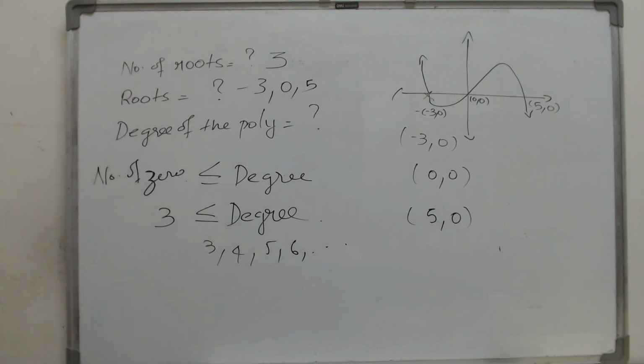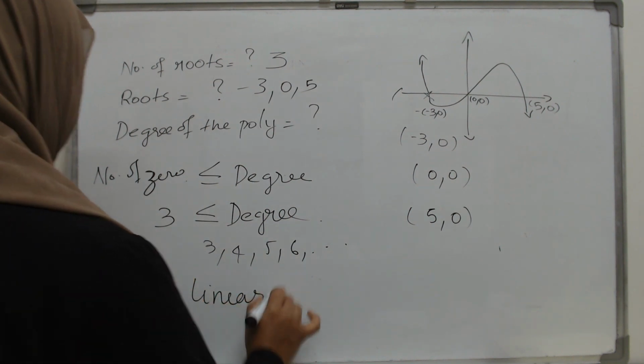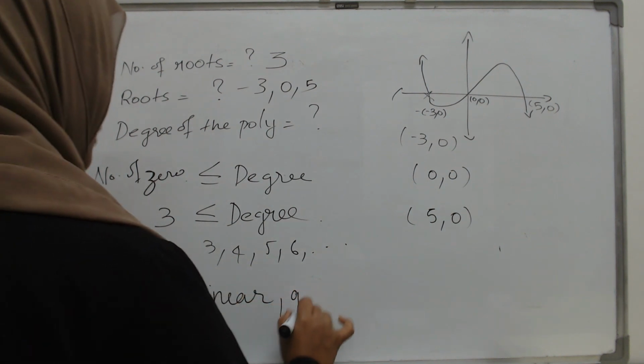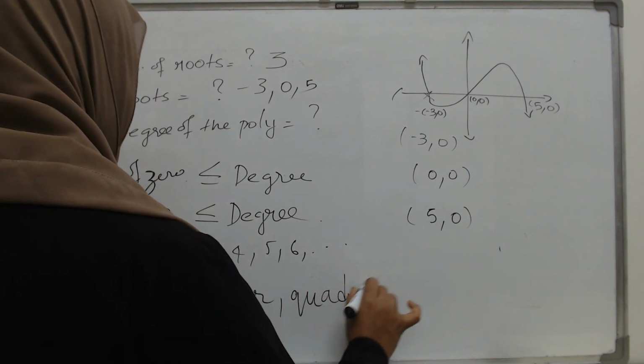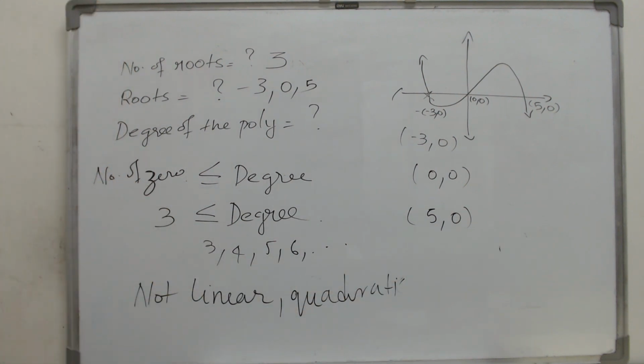So what can it not be? It cannot be a linear polynomial. It has to be greater than or equal to 3. It cannot be a linear polynomial. It cannot be a quadratic polynomial, but it can have degree 3, 4, 5, etc.